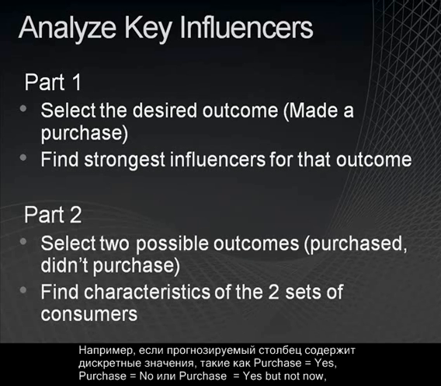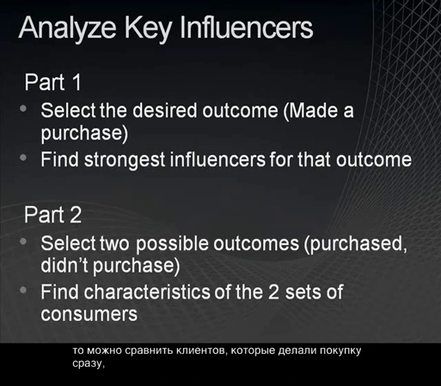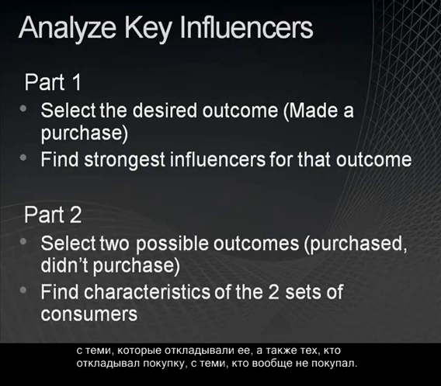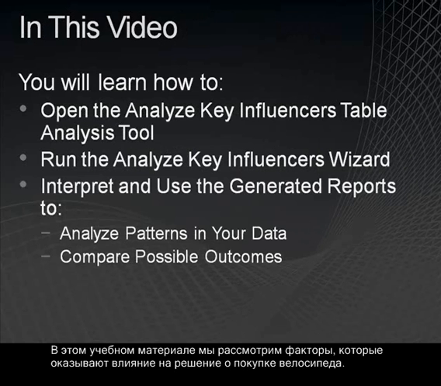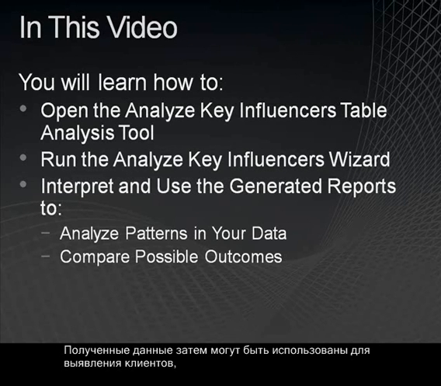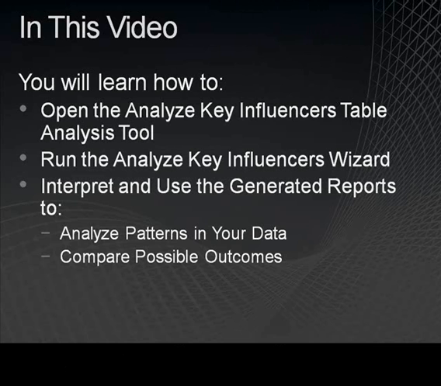For example, if the column that you are predicting contains discrete values such as purchase equals yes, purchase equals no, or purchase equals yes but not now, you can compare the consumers who purchase immediately against those who purchase later, and those who purchase later against those who never purchase. This helps determine the important factors that influence purchasing. In this tutorial, we'll discover the factors that influence the decision to purchase a bike. We can then use this information to identify consumers who are most likely to purchase our products.